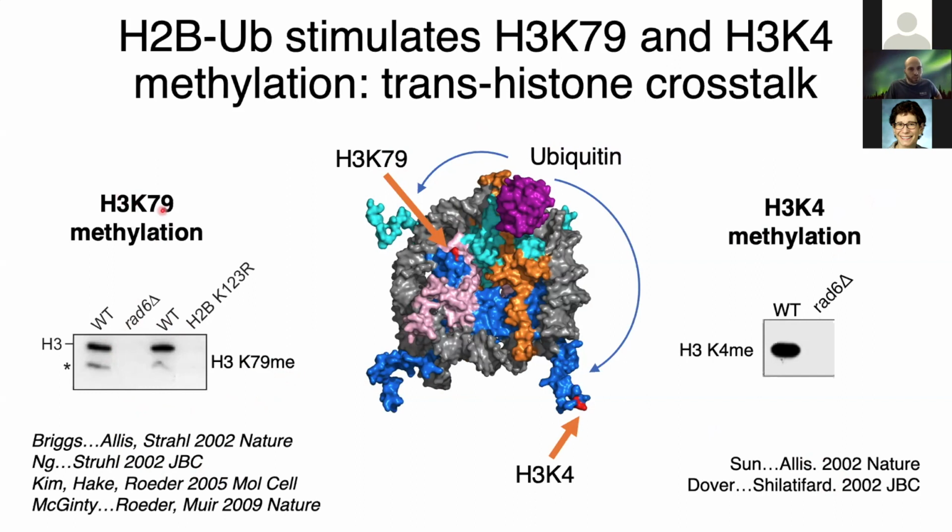for instance, for H3K79 methylation, in wild-type yeast cells, you get robust H3K79 methylation. But when you delete the ubiquitination machinery that is responsible for attaching this H2B ubiquitin mark, you completely ablate the H3K79 methyl mark. That's recapitulated completely also with H3K4 methylation in yeast, where the H3K4 methyl mark is completely dependent on ubiquitination of histone H2B.